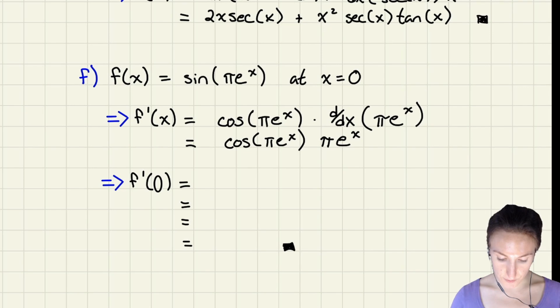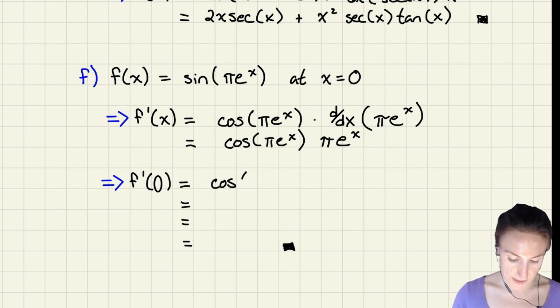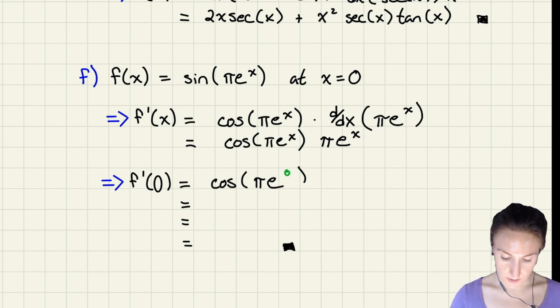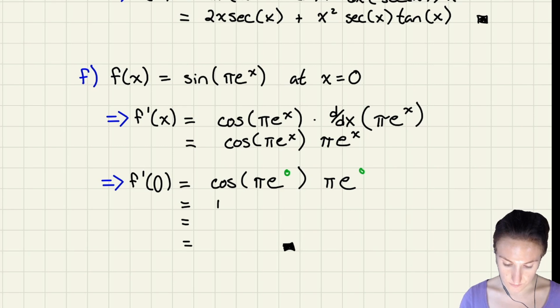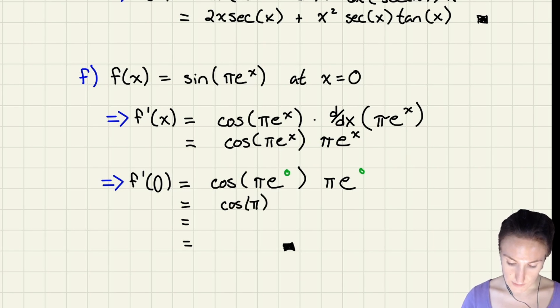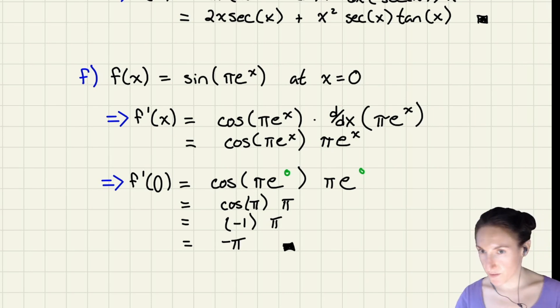And now what I'm going to do is plug in my value for x that I want. So I have cos pi e to the 0 times pi e to the 0. So e to the 0 is just 1. Okay, and I'm going to bring my pi up front. Actually, I'll do that in a second. So cosine of pi, and then I just have pi here. So cosine of pi is equal to negative 1. And then this is times pi. So our answer is negative pi.